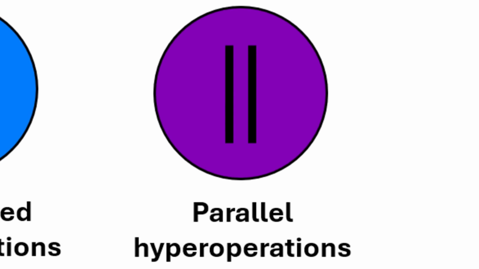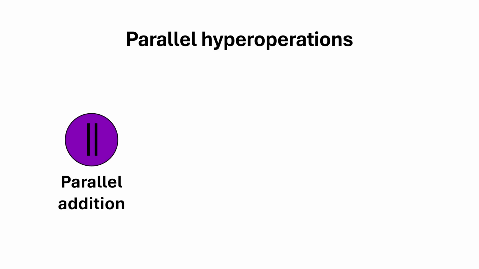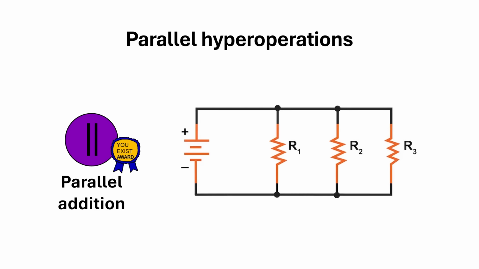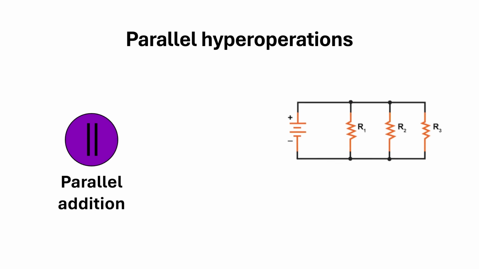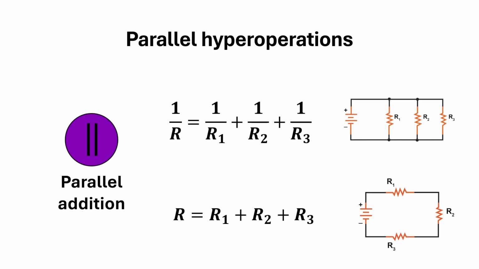Parallel hyperoperations. Here is a bonus. These ones don't actually exist. I kind of made them up. But hear me out. Parallel addition is an operation that actually exists, and its name comes from parallel circuits in electrical engineering. As some of you might know, the equivalent resistance of some resistors in series is simply the sum of each individual resistance. But the equivalent resistance of resistors in parallel is a little more complicated to calculate.